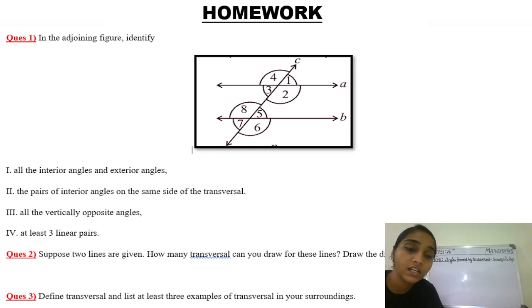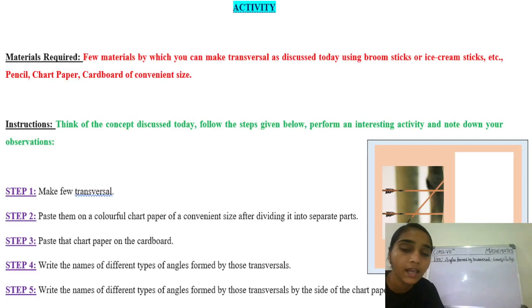Question 3 is, you have to define transversal, and students, list at least 3 examples of the transversal from your surroundings. And the activity which you have to perform is to collect a few materials by which you can make the transversal, as we have discussed in today's class. You can use broomsticks, ice cream sticks, or earbuds, and you have to take a pencil, chart paper, and cardboard with you, and think of the concept which we have discussed in today's class.